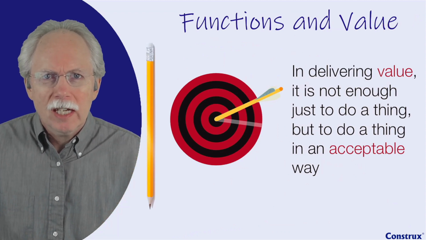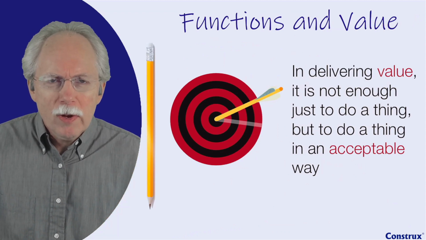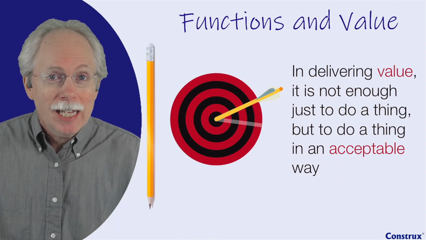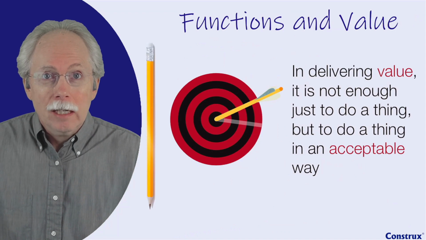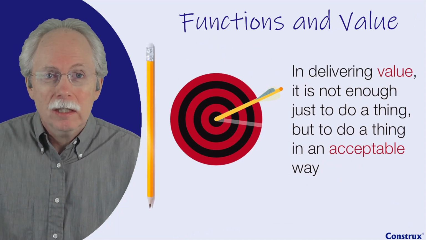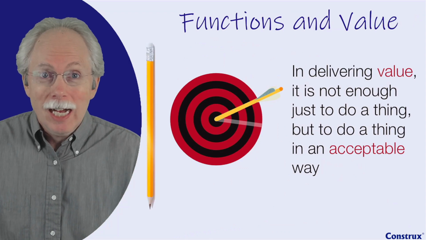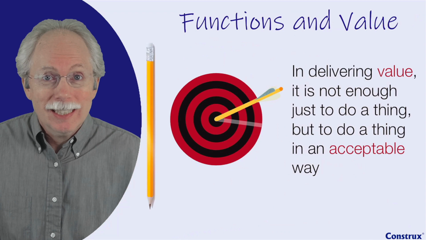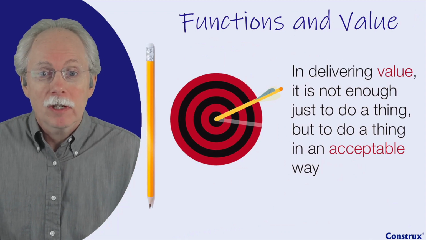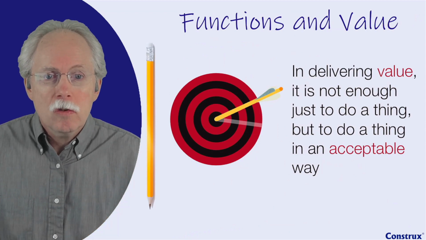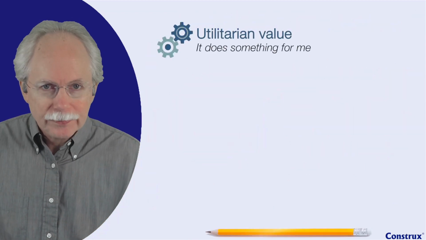So I'm saying that value doesn't come from just doing a thing, but from doing it in an acceptable way. I can have a car that transports me just fine, but it's cold, it's wet, it's windy, and the brakes don't work too well. I'm not going to get in it. While it could do the job, it's not acceptable. It's not worth the risk, reward, or cost it might impose upon me. So what do I do that's in an acceptable way?